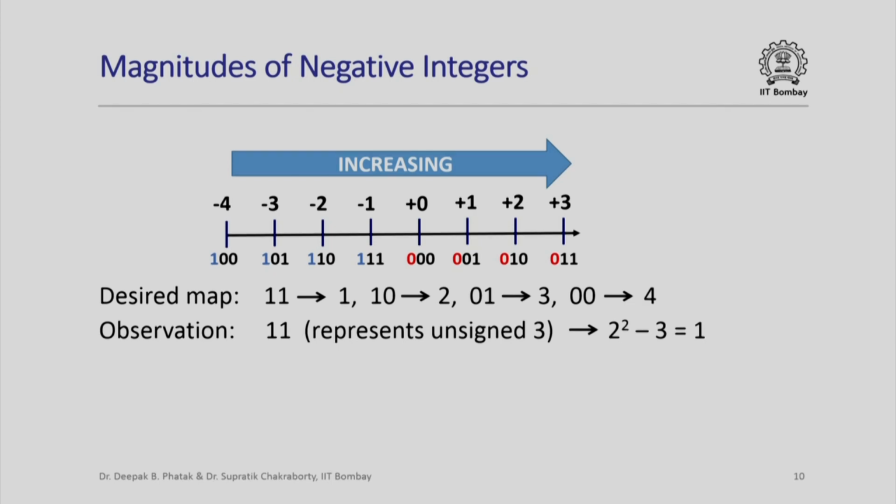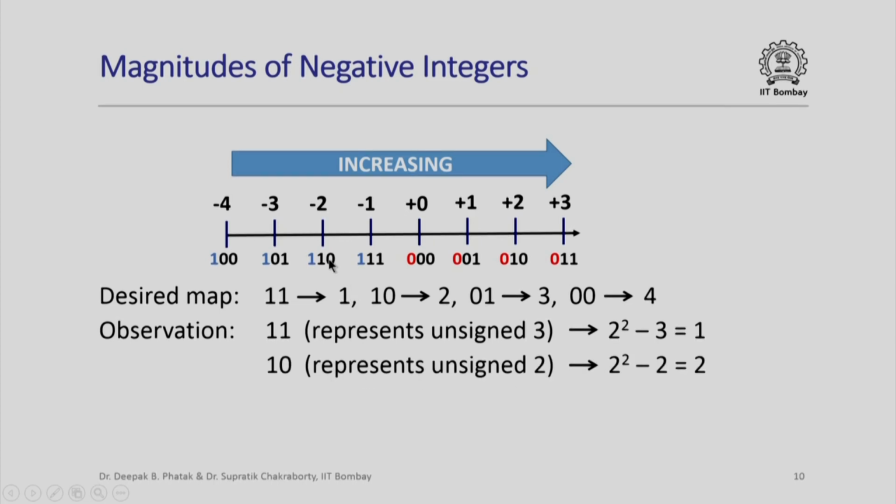Now the first observation we have is that if you look at this 1 1 over here, which is actually coming from here, these are the negative integers and here the magnitude is represented by 1 1. 1 1 as an unsigned integer represents 3, however we want it to represent 1. So this 1, what we want it to represent can be thought of as 4 minus 3.